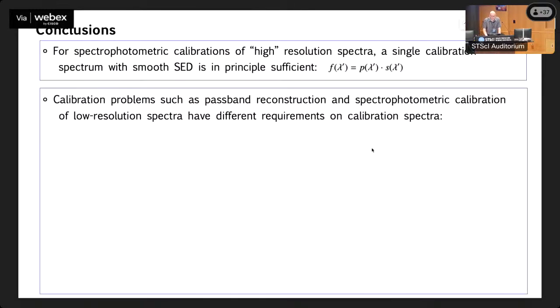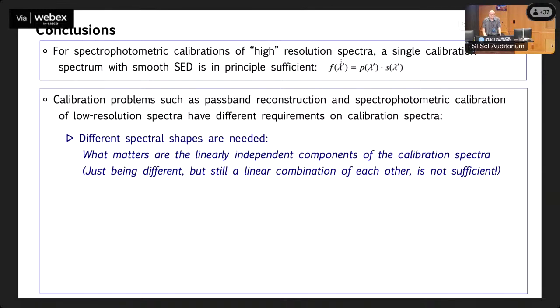There are quite a lot, actually, from this presentation. First of all, yes, if you have some high-resolution spectra, you can do a calibration very easily by just having one nice calibration spectrum, say a smooth, easy-to-model white dwarf spectrum. You just do some divisions and your job is done. But if you go to calibration problems like the passband reconstruction or photometric and spectrophotometric calibrations, where you cannot ignore the LSF, you have completely different requirements.